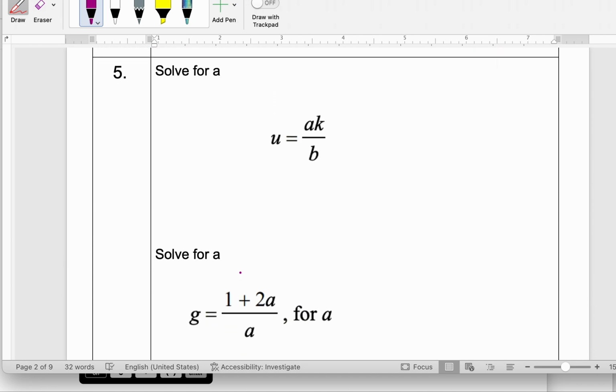So solve for A over here. So just like we had with the first one where we had to manipulate the equation, we're going to do that again. So here we want to get A alone. Okay, so the first thing we're going to do is move the B to the other side of the equation. How do we do that? Well, now it's being divided, so we're going to multiply it on both sides.